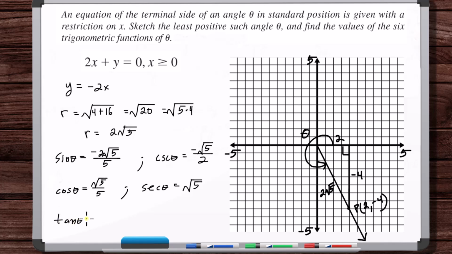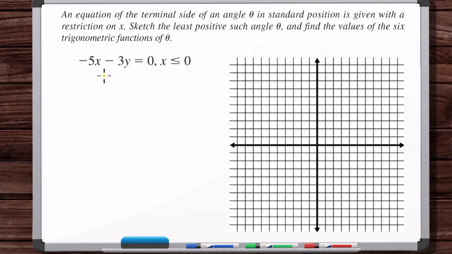Okay, tangent theta is equal to opposite over adjacent. Minus 4 over 2 is minus 2. Cotangent theta is adjacent over opposite. 2 over minus 4, that's minus 1/2.